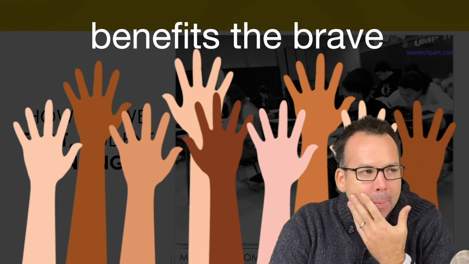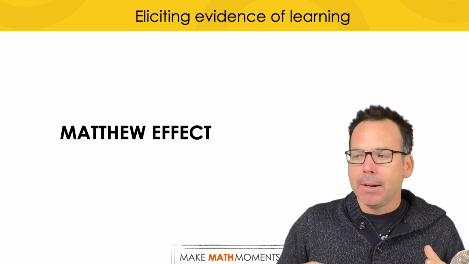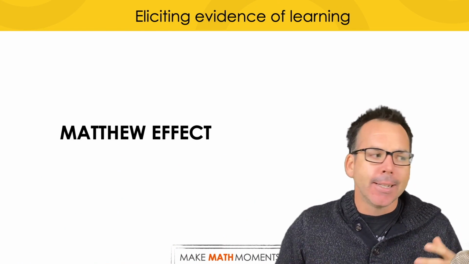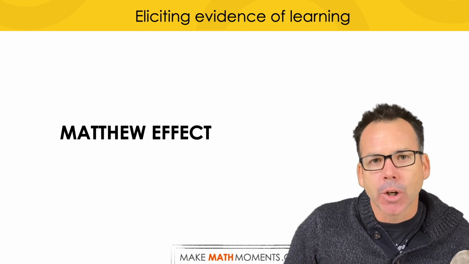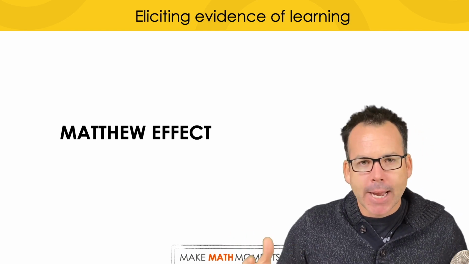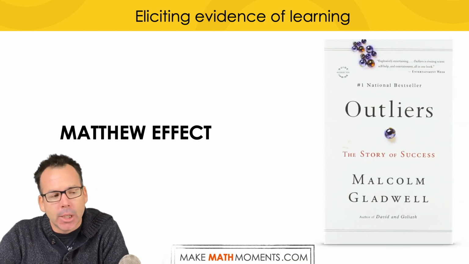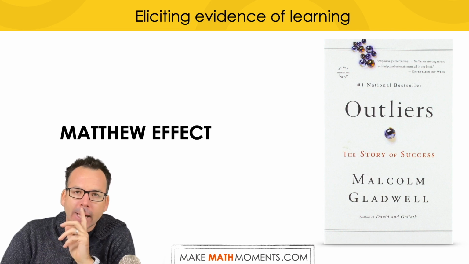And actually what's happening is something called the Matthew Effect. What the Matthew Effect basically says, in summary, is the rich get richer and the poor get poorer. And that's what's happening when kids raise their hand in class. I first learned about the Matthew Effect from this book, and maybe you did too, Outliers by Malcolm Gladwell.